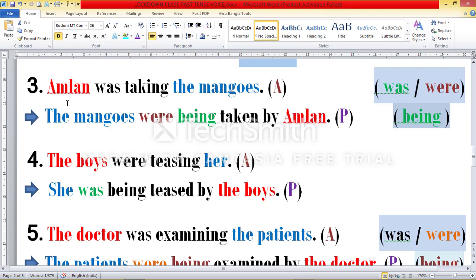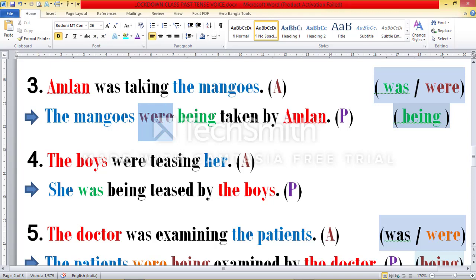The third sentence is Amlan was taking the mangoes. And in this sentence, as you know, Amlan is the subject, and the mangoes is the object. So our first and foremost duty is to make the object subject. So we are going to make the object subject. The mangoes here will be subject. So after making the object subject, as per rule, we have to go to the be verb was or were. Here out of these two, was or were will come.